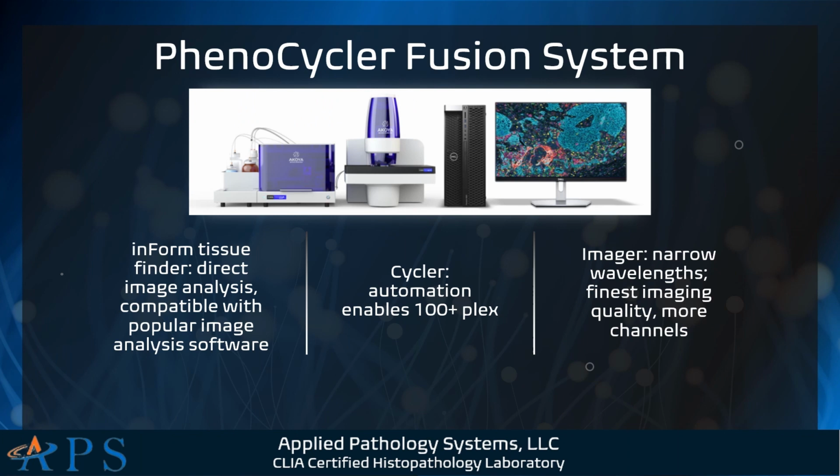In-house, we have this machine known as the PhenoCycler Fusion System that we purchased from Akoya Biosciences. This system uses a combination of 2 distinct units, the high-quality fluorescence scanner, which is in the middle, and then the automatic IF stainer to the left. With this system, we can easily stain many markers on the same slides, and theoretically, we can stain 100 markers on the same tissue. The scanner itself has a very narrow wavelength and can produce extremely sharp and high-quality images.